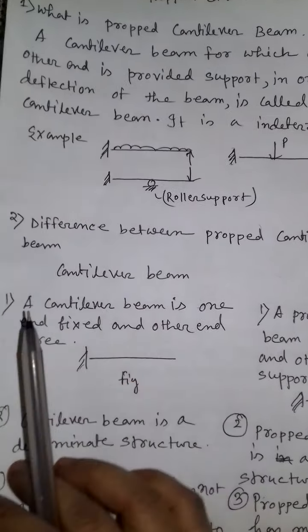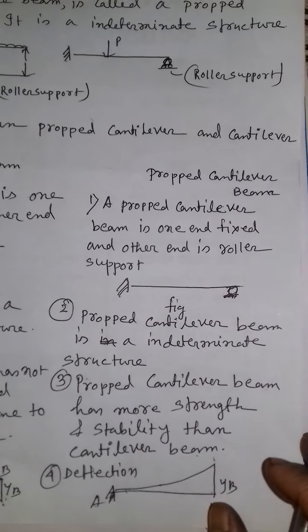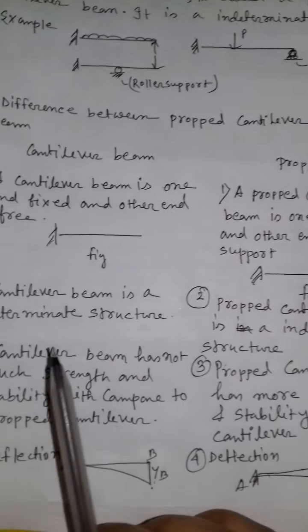It is very simple. A cantilever beam is one end fixed and the other end free. This is the figure. And a propped cantilever beam is one end fixed and the other end is a roller support. This is the roller support at the free end. Next, a cantilever beam is a determinate structure, we know, and a propped cantilever beam is an indeterminate structure.